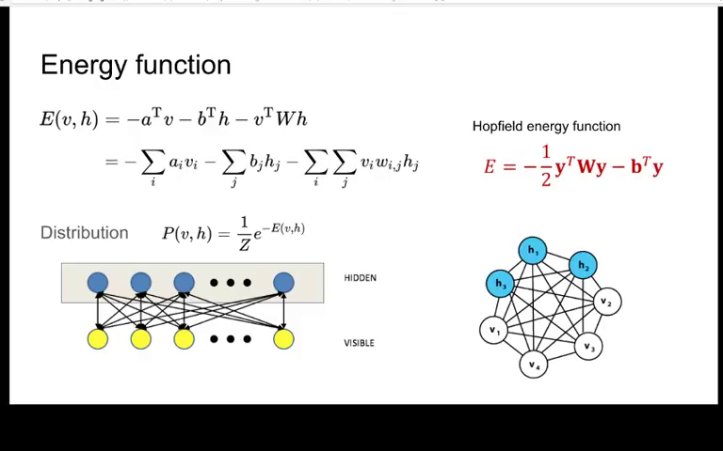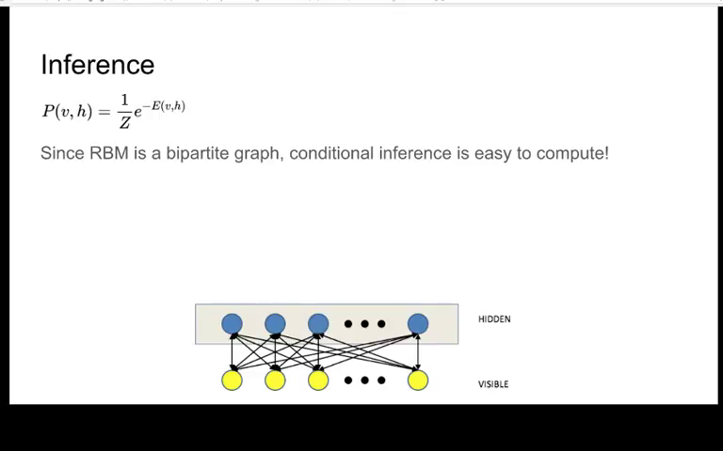The cool part about RBMs is that, given the visible units, the hidden units are all independent of each other, and vice versa, which is not the case in normal Hopfield nets. We're going to see how that makes the computation feasible. Because if you have conditional independence, you can just sample them and simply take the product of the terms.